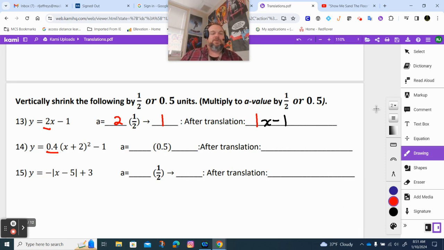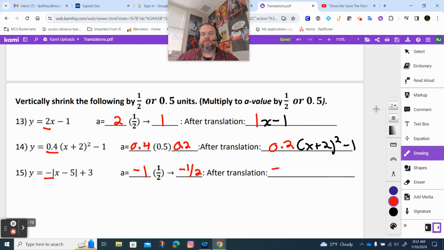All right. So this is 0.4. 0.4 times 0.5 is 0.2. All right. And then lastly, number 15, negative 1 times 1/2 is negative 1/2.